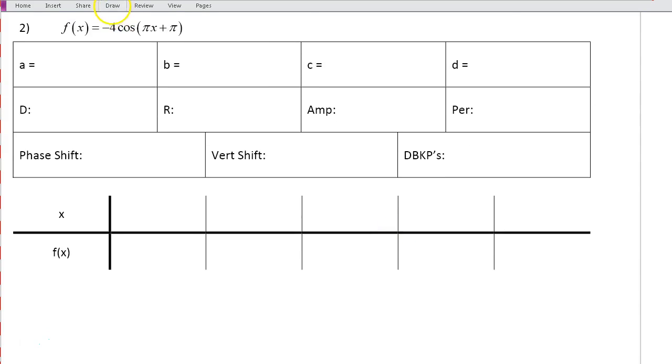Here's a cosine problem. So we'll do one cosine problem, and then we'll let you try the last one on your own. Again, if anything goes too fast, feel free to pause and rewind. Ask me questions when you see me.